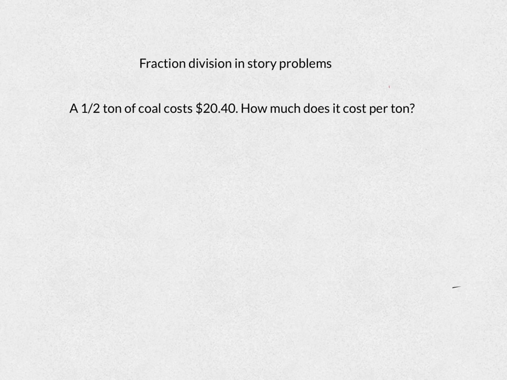Or I could do 20.40 over 1/2 if I wanted to do that, but it ends up being the same thing. We'd end up writing it this long way. So just not to confuse too many people, we'll just leave it here. And then we would simply calculate our problem out, make this a fraction, and then we're going to multiply by the reciprocal, which would be 20.40 over 1 times 2 over 1, which equals 40.80 over 1. So a whole ton is going to cost $40.80. Let's take a look at just a couple more examples.